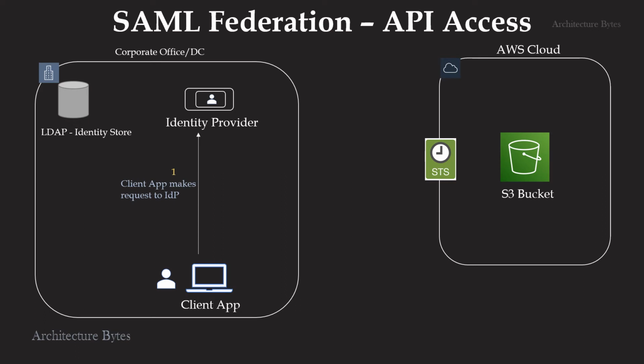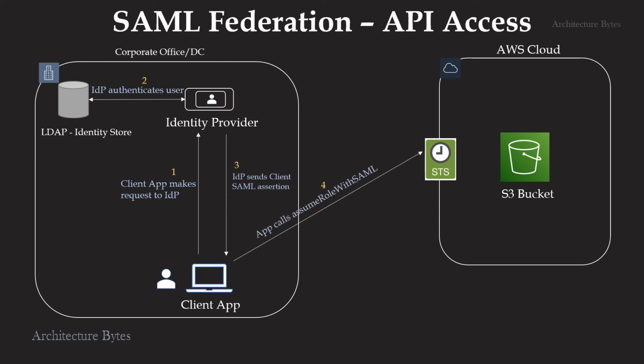Step 1. Client app makes an authentication request to identity provider. Step 2. Identity provider authenticates user against LDAP identity store. Step 3. Identity provider sends client a SAML assertion.